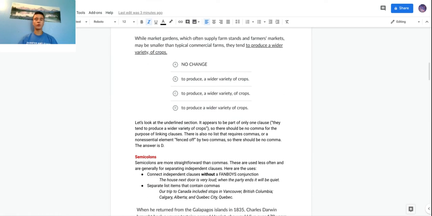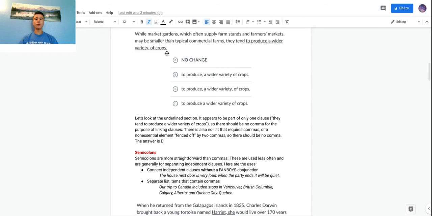Here's the sample question. "While market gardens, which often supply farm stands and farmers markets, may be smaller than typical commercial farms, they tend to produce a wider variety of crops." The main use of a comma is to separate independent and dependent clauses, as I said. If you look at this underlined portion, they all belong to the same clause, so the comma shouldn't be there to separate two different clauses. And in this underlined section there's also not a list, so there shouldn't be a comma for the purpose of creating a list.